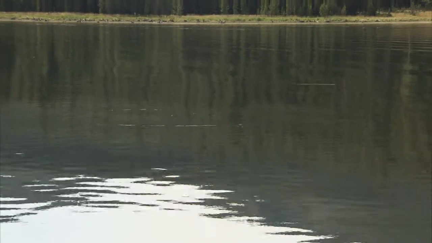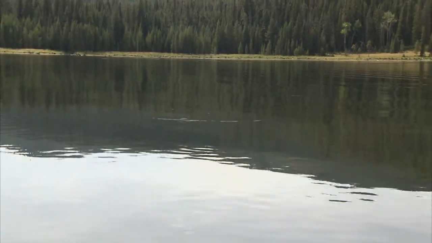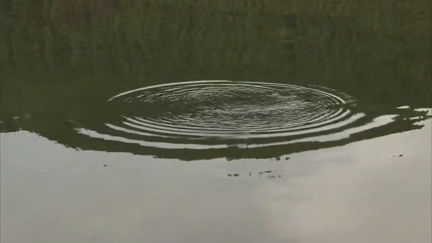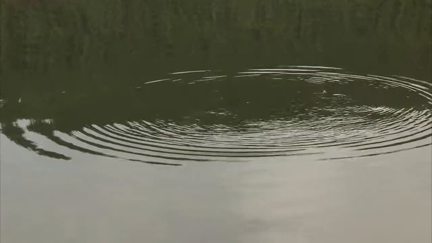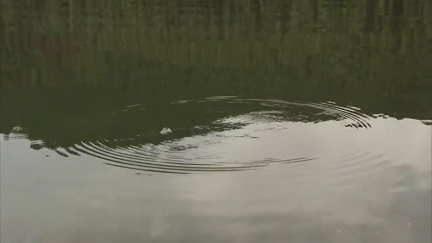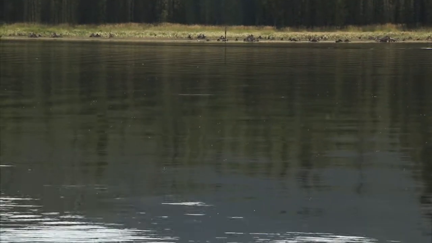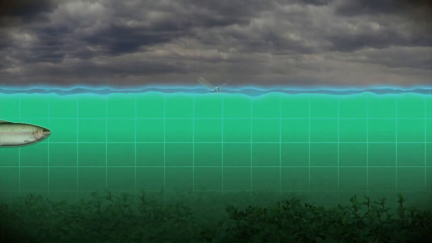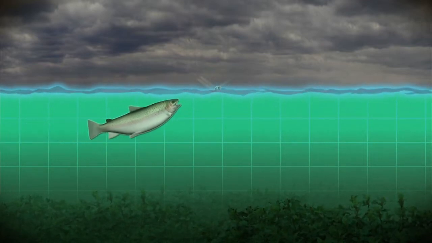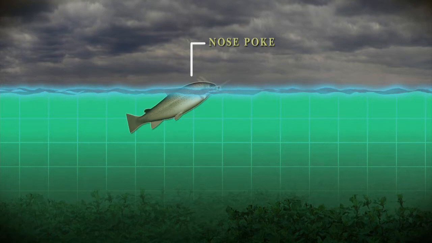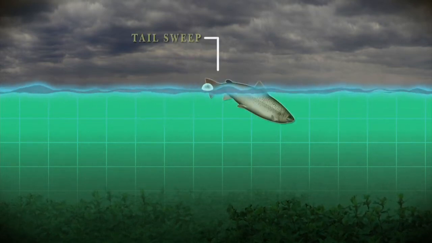Reading and interpreting the rise is one of the keys when targeting surface feeding trout. Rise forms vary. Some indicate feeding on adults and terrestrials, while others are a sign of emerger feeding. The slow, deliberate head-tail rise is common to surface feeding trout. Look for the delicate nose poke and tail sweep within the rise form.